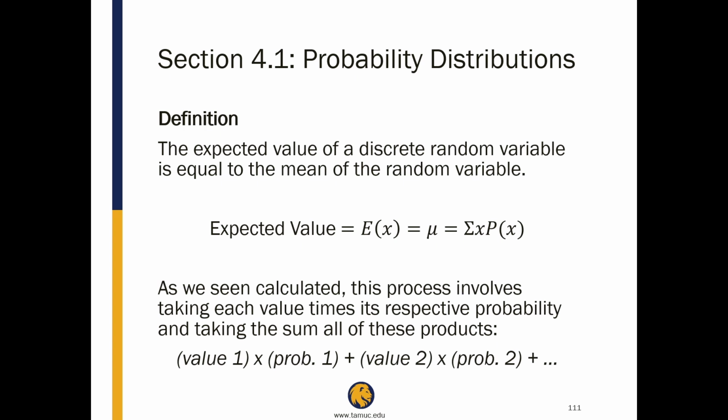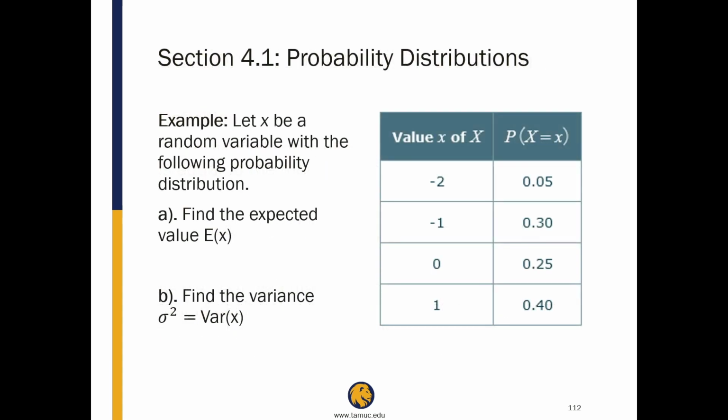And in words, I like to say it could be thought of as the value 1 times the probability 1 plus the value 2 times the probability 2 plus and so on through the rest of the values and probabilities. Let's look at a table, and I'll do this one by hand to show you the calculation of the expected value.